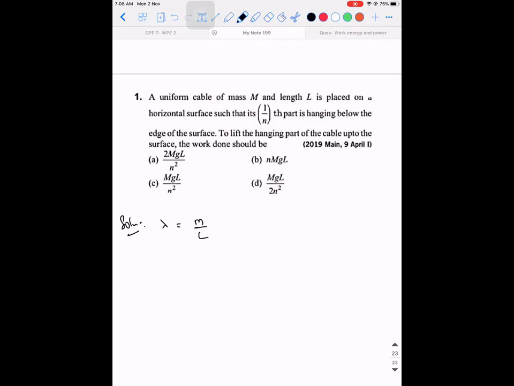See, these kinds of questions come in the exam. When you practice, you draw all these diagrams, but when it comes in the exam, you need to be fast. So lambda is equal to m by L. Next.